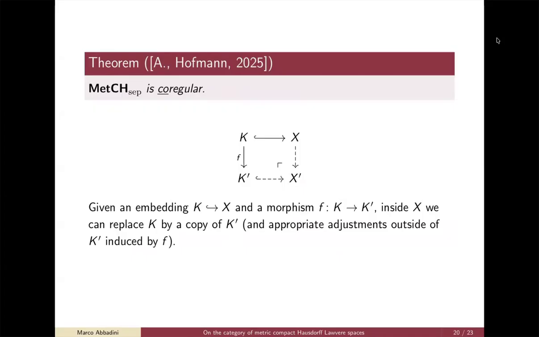This category is coregular. In concrete terms, this means that if I have an embedding and a morphism from the subspace K to K prime, then inside X, on which I have K, I can replace K with an exact copy of K prime, with some possible adjustments outside X. Maybe the distance between elements here changes. But inside we get an exact copy of K prime. This essentially is coregularity.